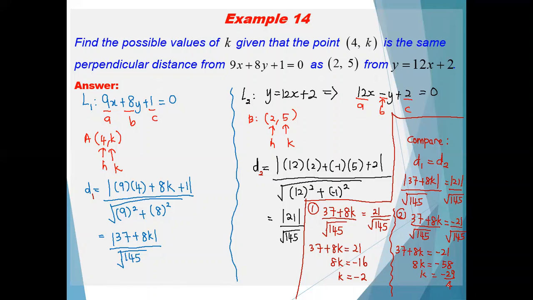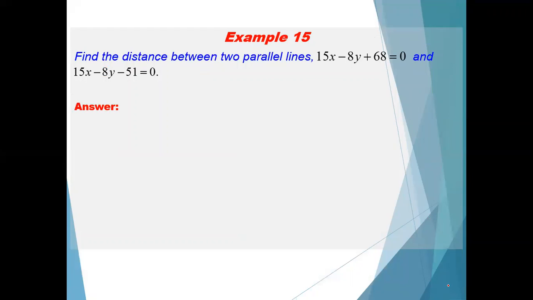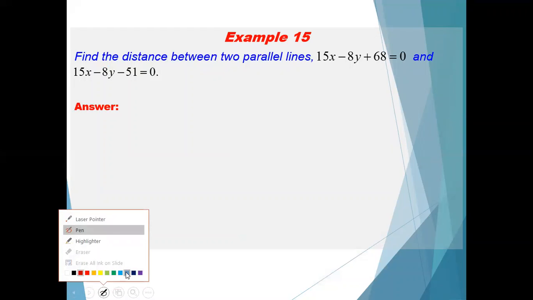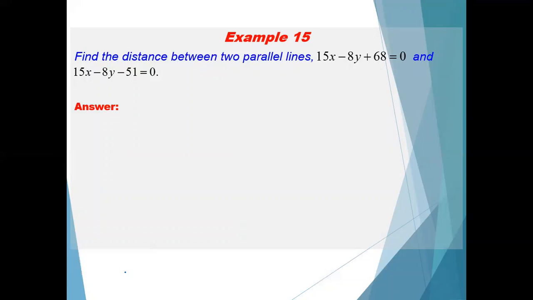Okay, so let's see the next example. Find the distance between the two parallel lines. Okay, these are the parallel lines: 15x minus 8y plus 68 is equal to 0 and 15x minus 8y minus 51 is equal to 0. So how to answer this kind of question? Okay, so to find the distance, L1 is 15x minus 8y plus 68 is equal to 0.